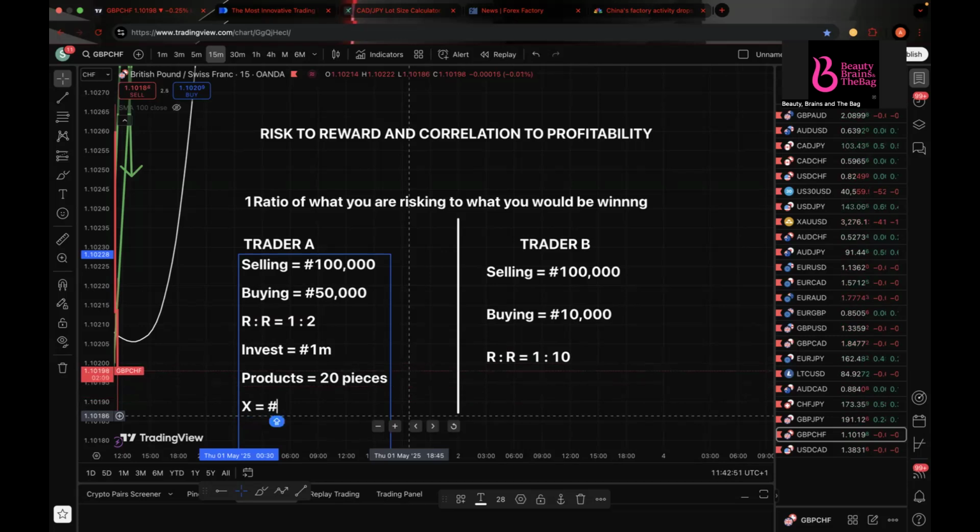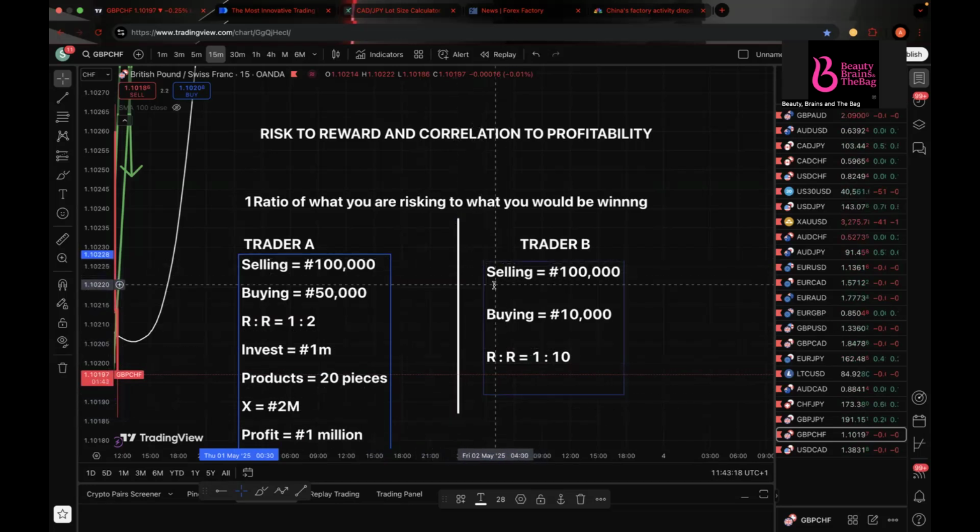Okay. Look at something. The moment he removed his capital, which was the 1 million naira he spent buying products, remember, I invested 1 million naira to pay the loan company he got the 1 million naira from, he's left with a profit of 1 million naira. So this is profit.